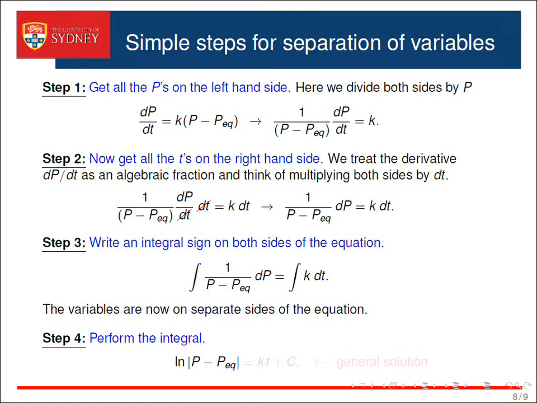In step 4, we perform both these integrals. On the left-hand side, the integral of 1 on (P minus P equilibrium) with respect to P is the natural logarithm, or ln, of the absolute value of P minus P eq. This can be verified by using integration by substitution. And on the right-hand side we have the integral of k with respect to t is kt plus a constant of integration c. Even though we don't have P on its own at this stage, we do have an equation which represents the general solution.